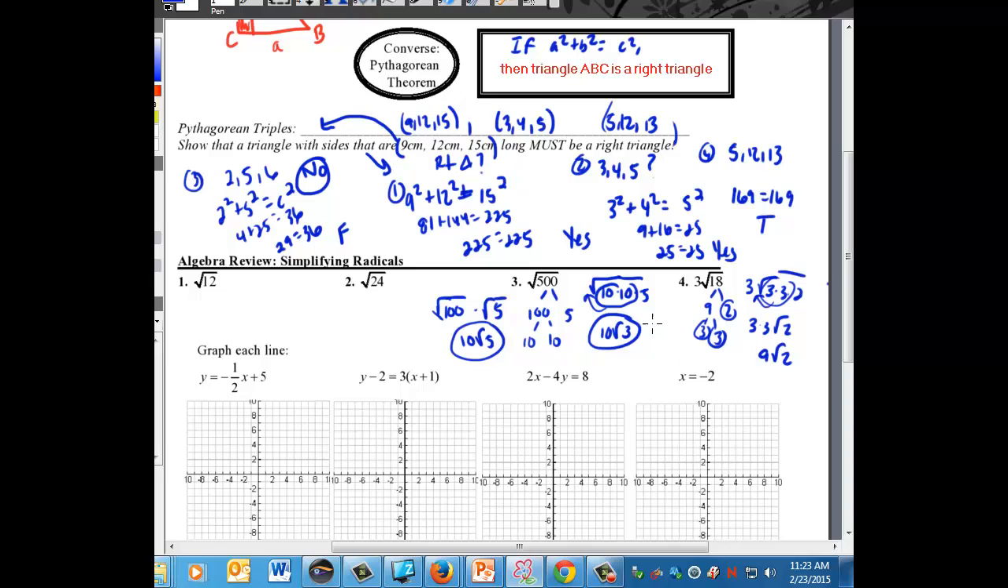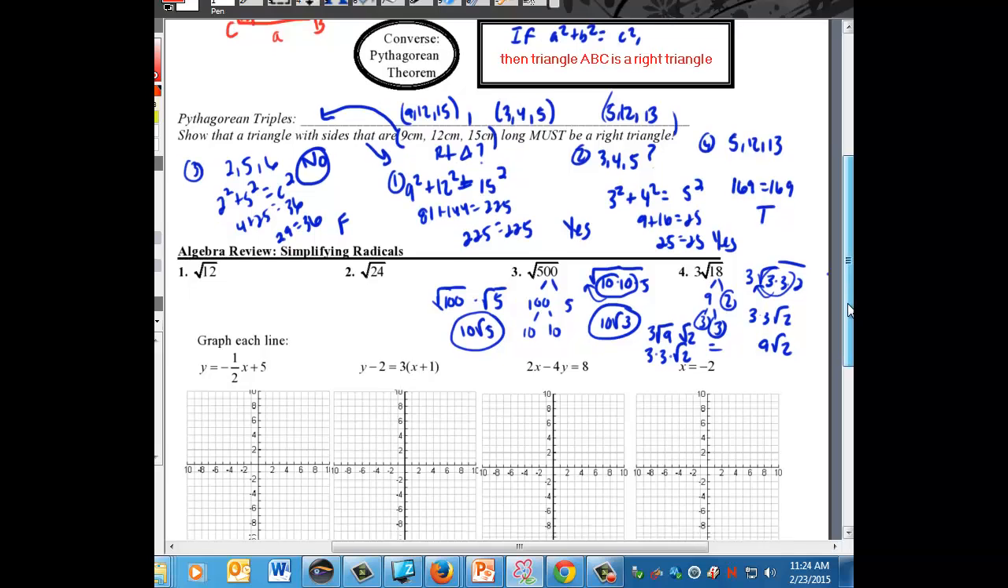Alright, the other way is take 3, and then that would be times rad 9 times rad 2. Rad 9 times rad 2 is rad 18, and then rad 9 becomes 3, so 3 times 3 times rad 2, we end up getting 9 rad 2. Again, your choice.